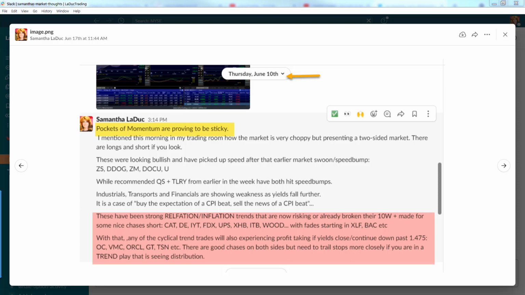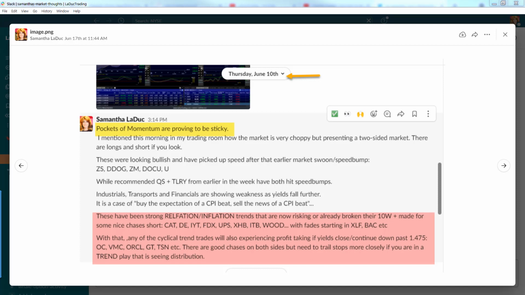It's a case of buy the expectation of a CPI beat, which we had that week, sell the news of a CPI beat, as well as the China commodity push down. And they had been fabulous trends, and they were at risk of breaking their 10-week, which is a big deal for me. In other words, it's a sign of a trend reversal. So they were phenomenal chases short, while the momentum plays were phenomenal chases long, and that was across Caterpillar, Deere, FDX, UPS, home builders like I showed you, my lumber fade, and then of course XLF and related banks.